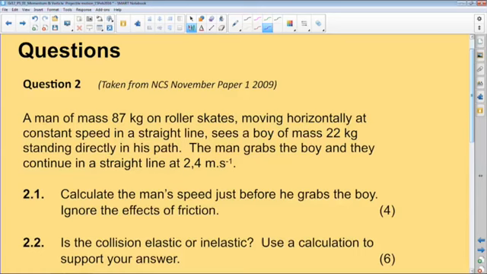So we've got a man of mass 87 kilograms on roller skates, moving horizontally at constant speed, great. He sees a boy of mass 22, so it's a little boy, standing in his path. The man grabs the boy, and they continue in a straight line at 24 meters per second. You're going to need to calculate the man's speed just before he grabs the boy, and then tell me whether it's an elastic or inelastic collision with a calculation. So I'm going to give you 2 minutes to do 2.1, so your time starts now.